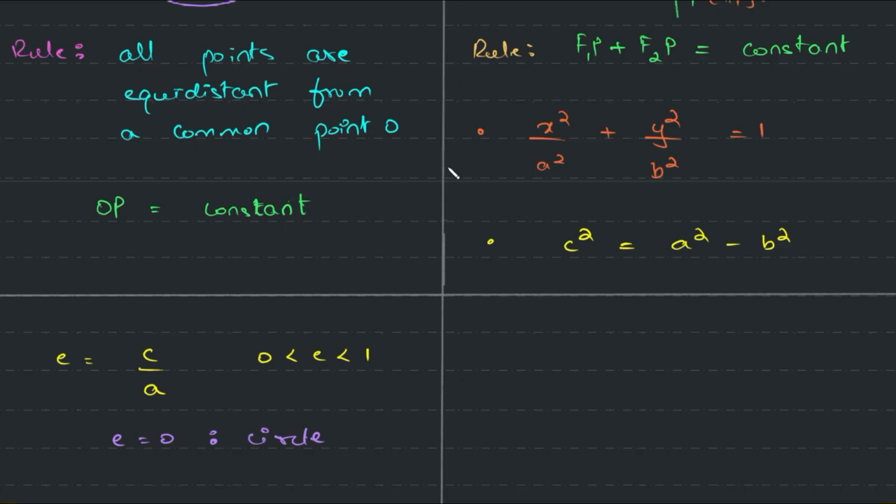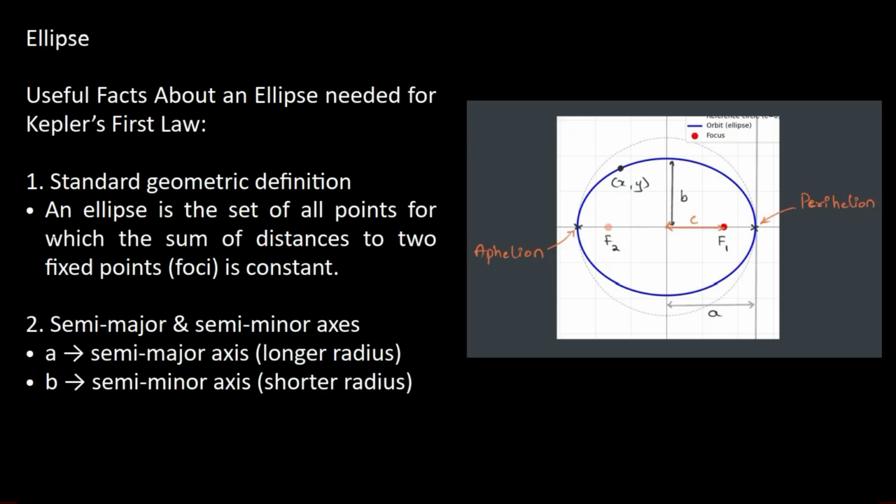And there's one more word that I want to show. Anyways, I'll show it in the presentation. Okay, so it's a small introduction. Let me see if I have not missed any point. Useful facts about ellipse needed for your Kepler's first law. Actually, all the laws. Standard geometrical definition: an ellipse is a set of all points for which the sum of distance to two fixed points is constant.